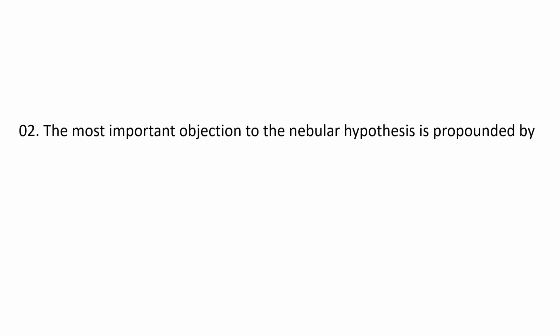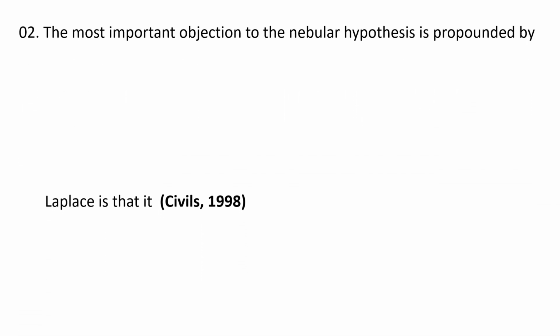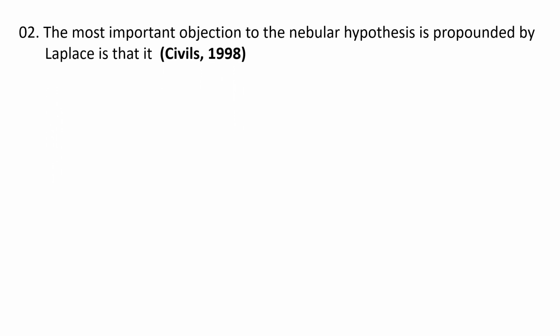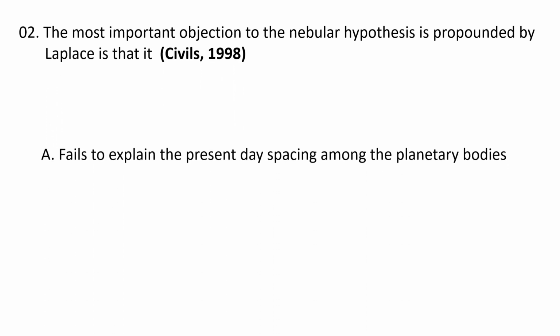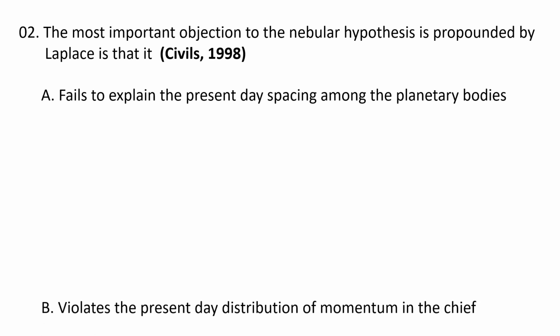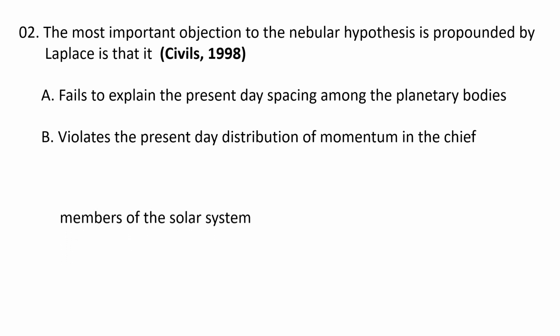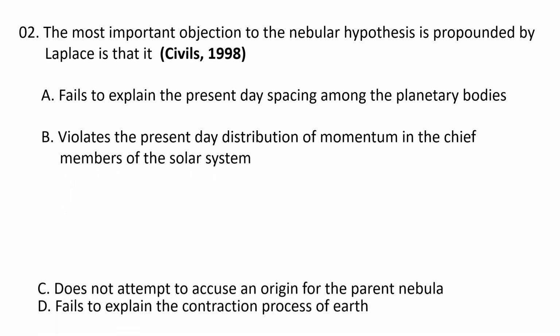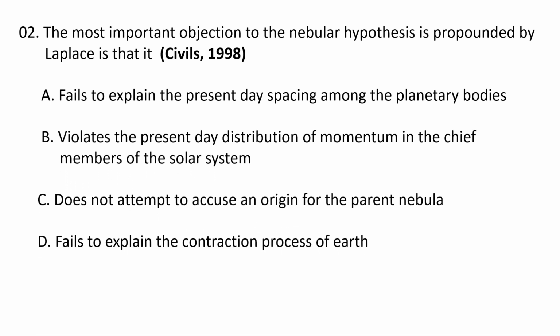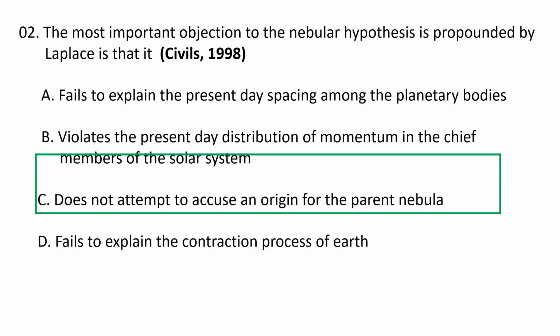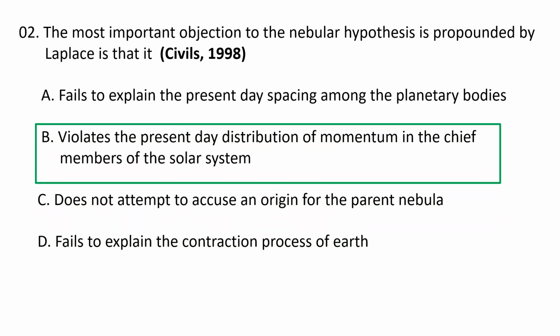Second question. The most important objection to the nebular hypothesis propounded by Laplace is that A. It fails to explain the present day spacing among the planetary bodies, B. It violates the present day distribution of momentum in the chief members of the solar system, C. It does not attempt to account for an origin for the parent nebula, and D. It fails to explain the contraction process of the Earth. So the correct answer is B. It violates the present day distribution of momentum in the chief members of the solar system.